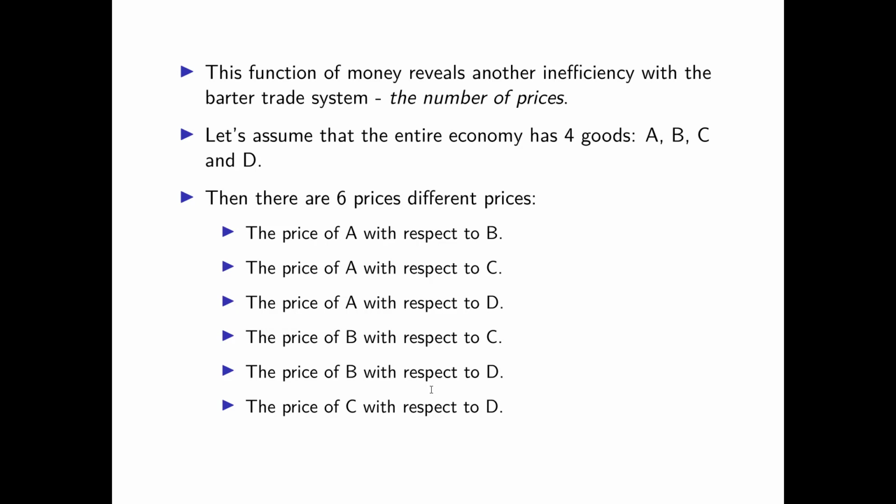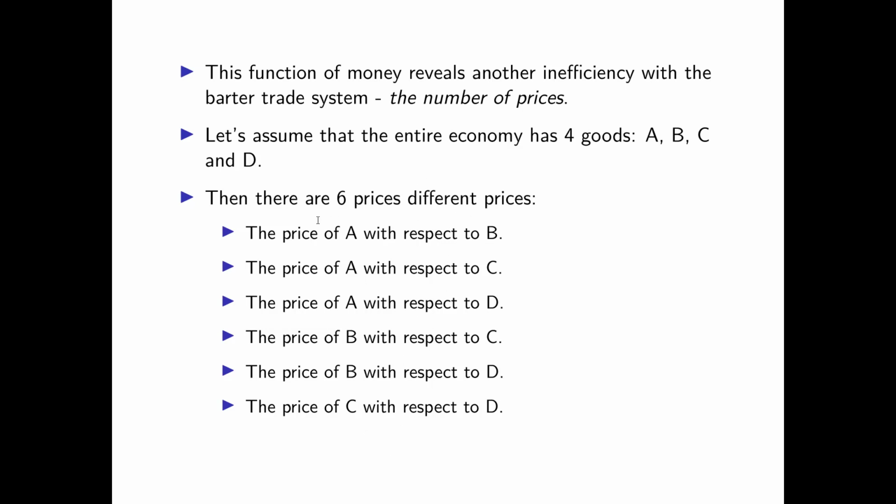You will also need the price of A in terms of C, then the price of A in terms of D, then the price of B in terms of C, the price of B in terms of D, and the price of C in terms of D. These are six different prices that you need. Okay. Someone may ask, well, we also need the price of B in terms of A. Why does it not show up on this list?